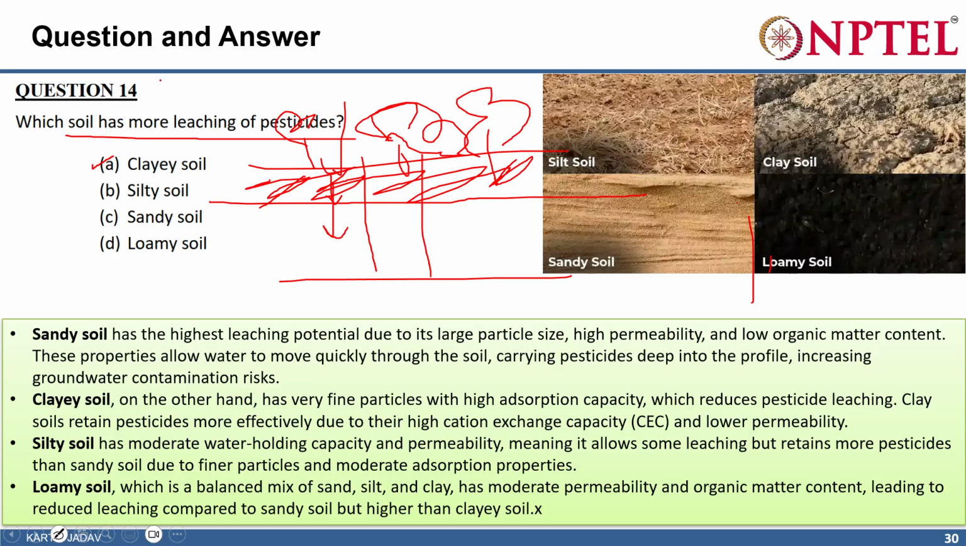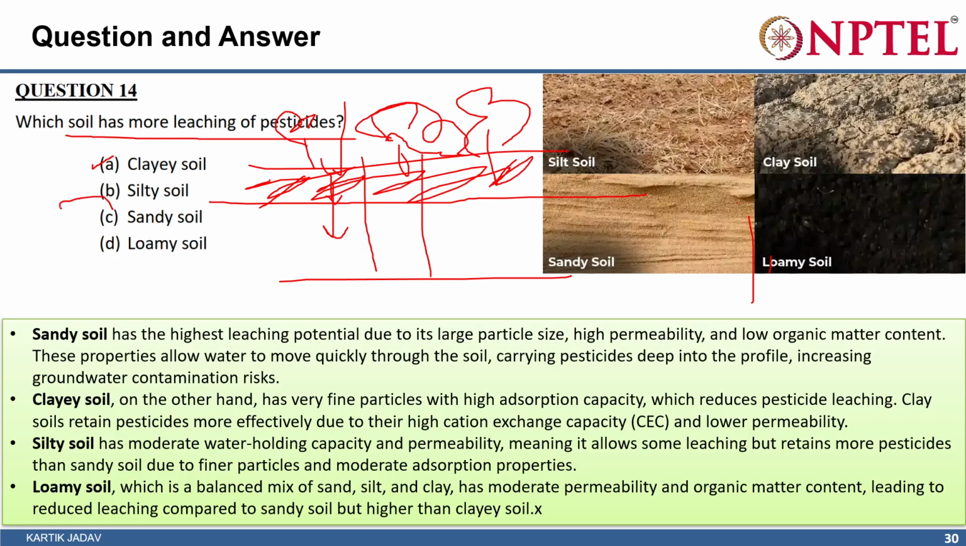While silty soil, we know that silty soil is in between the sandy and clay soil. So the clay content is also relatively higher, but it is lesser than clay soil. So it means it also retains this type of pesticide and lowers the leaching.